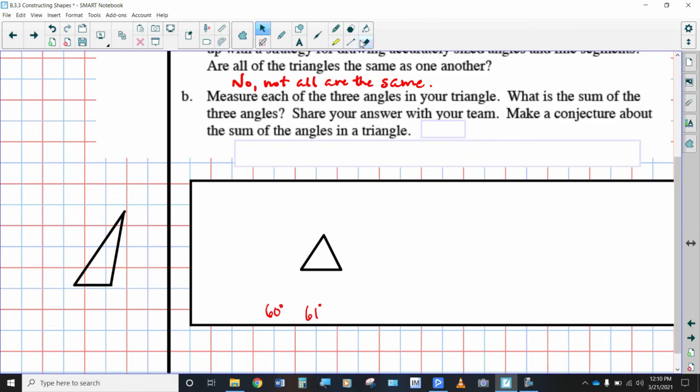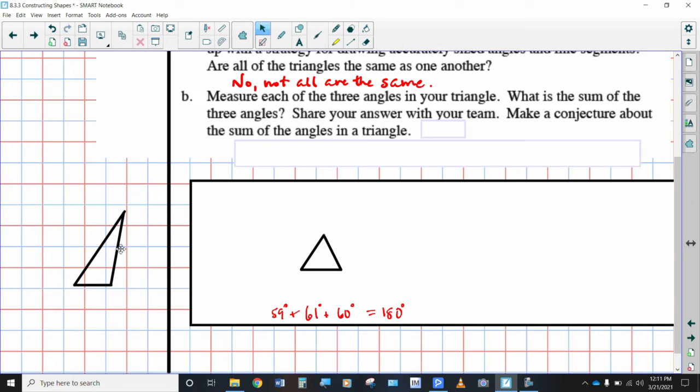Okay, does it look about 60 degrees? When you add those up, it adds up to 181 degrees, but I might have made a little bit of a mistake on that. In fact, I think I made this too short, and technically, when I measured it, it was supposed to be 60, but it actually measured 59. So really, when I measure all 3 of them, they add up to 180 degrees.